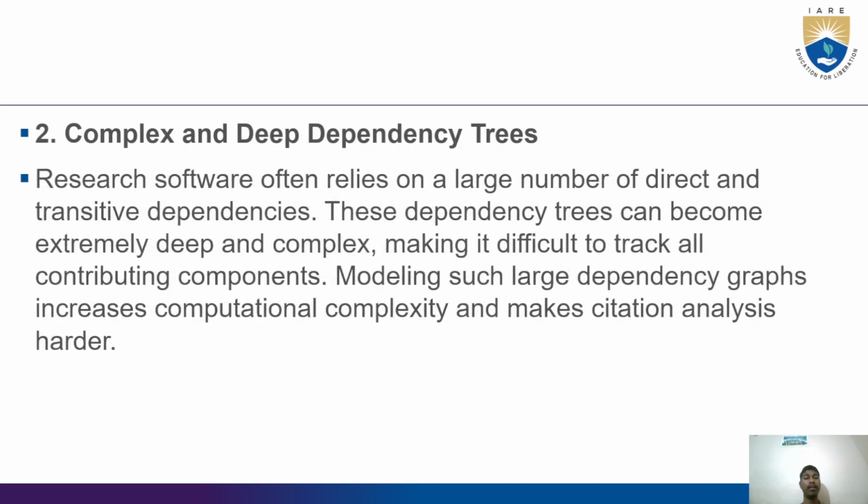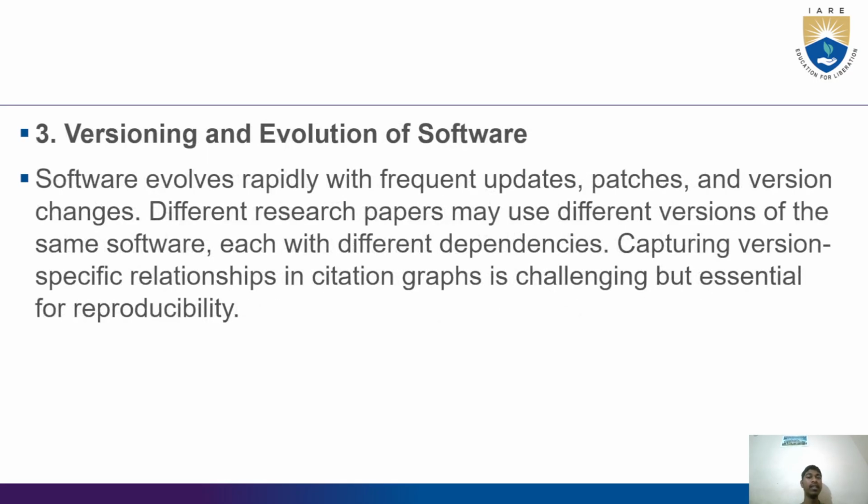Complex and deep dependency trees. Research software often relies on a large number of direct and transitive dependencies. These dependency trees can become extremely deep and complex, making it difficult to track all contributing components. Versioning and evolution of software. Software evolves rapidly with frequent updates, patches, and version changes. Different research papers may use different versions of the same software, each with different dependencies.